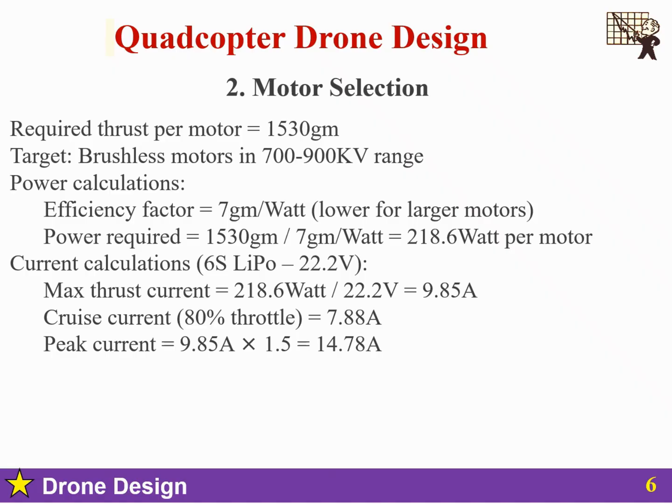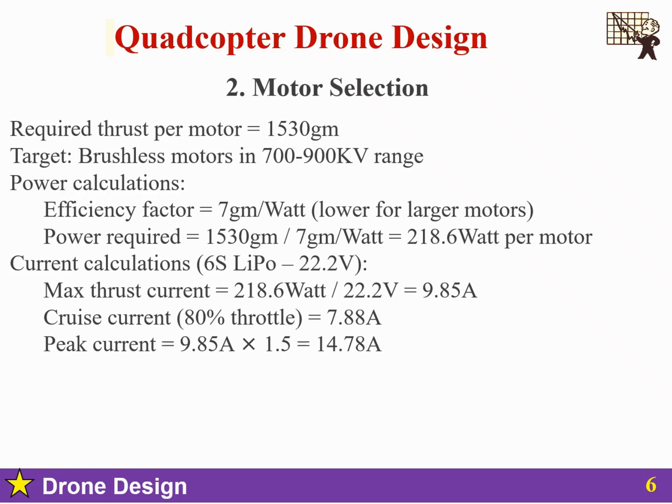Current calculations become more complex. We are now using a 6S LiPo battery providing 22.2 volts nominal. Higher voltage is essential for efficient power delivery at these power levels. Using Ohm's law, maximum thrust current is equal to 218.6 watts divided by 22.2 volts. That is equal to 9.85 amperes per motor. The cruise current at 80% throttle is equal to 9.85 times 0.8, that is 7.88 amperes per motor. Peak current with a 1.5 safety factor is 9.85 amperes times 1.5, that is equal to 14.78 amperes per motor.